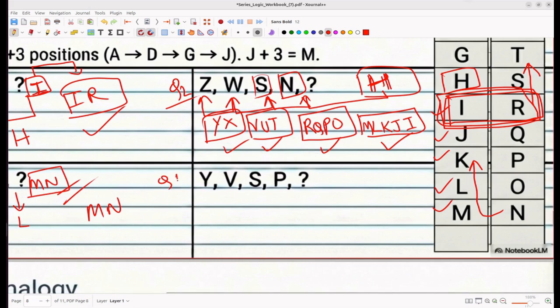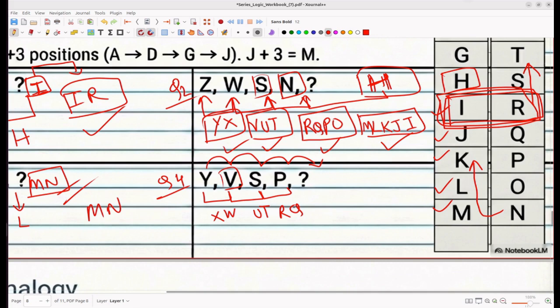Question 4 we'll see. Y V S P. So here also it is in decreasing letter order. Let's see how we can identify the pattern. After V, what next will come? V, W, X. W and X will be skipped. Y is here. Similarly, let's identify this. After S, T, U. T, U is skipped. V here we have. Correct, right? After P, Q, R. Q, R will be skipped.